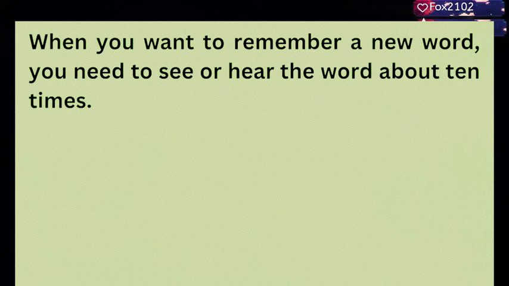When you want to remember a new word, you need to see or hear the word about 10 times.